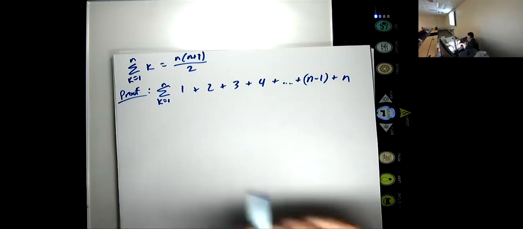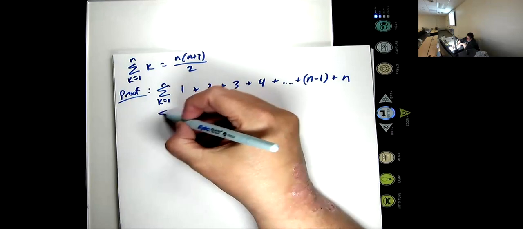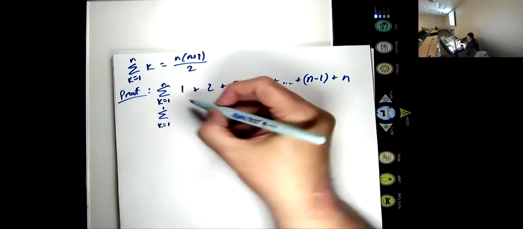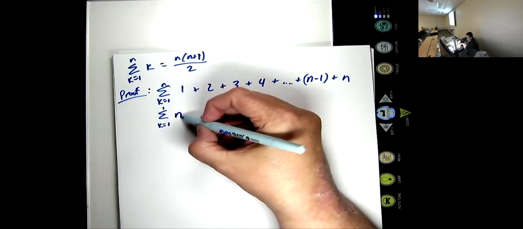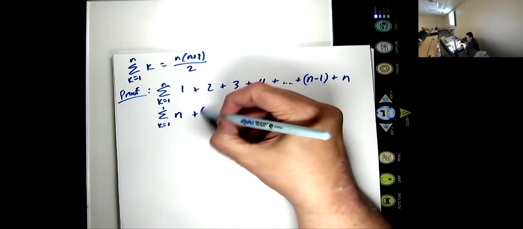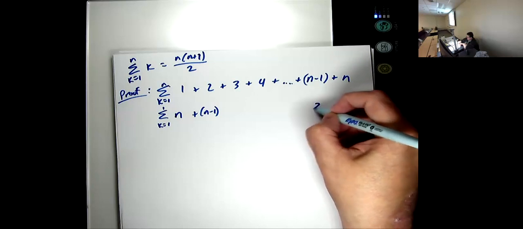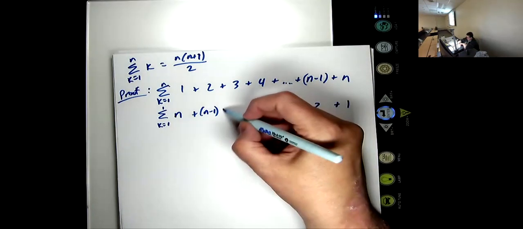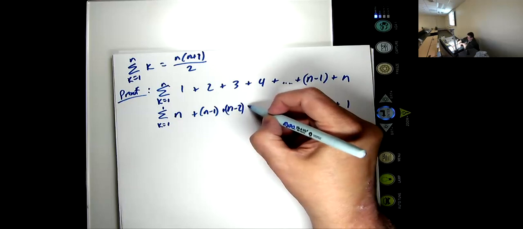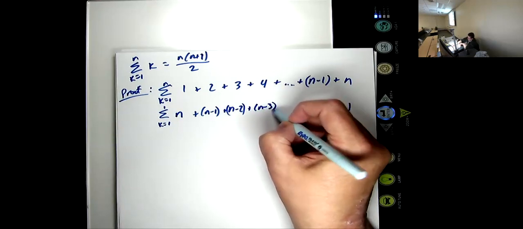I'm gonna do the same thing. And I'm gonna write it out in reverse order. So I've got n. This would be n minus 2 plus n minus 3.